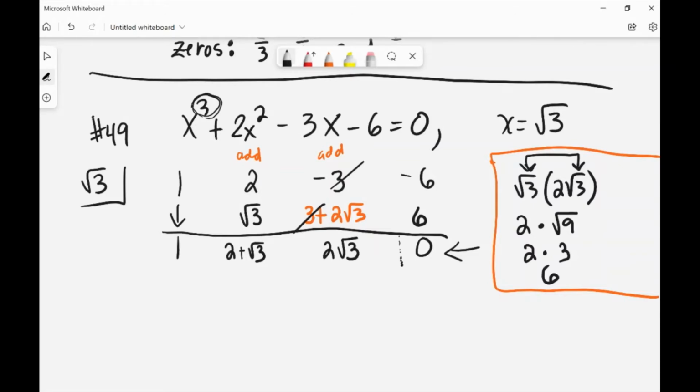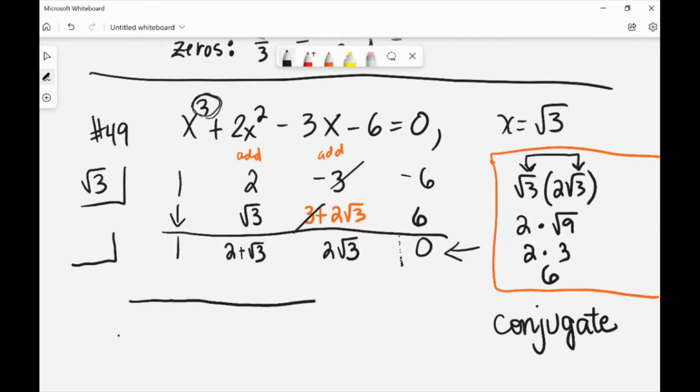I'm not sure if y'all remember conjugates. What do you think the conjugate of the square root of 3 is? Here's the word. You might have to Google it right quick. Conjugate. In math, what does that mean? So what is the conjugate of the square root of 3? Any guesses? Wouldn't it be the numbers that get you to the square root of 3?